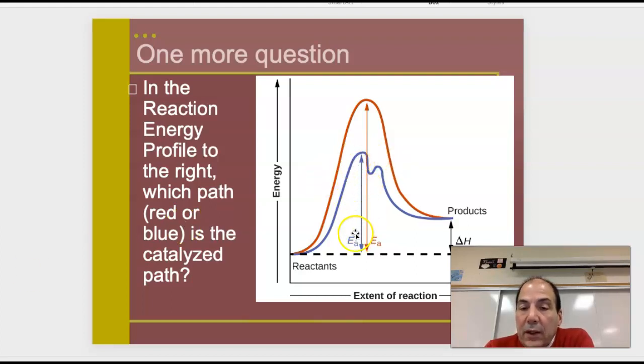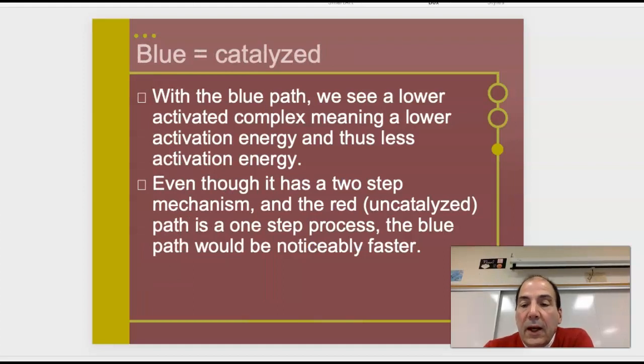We see that the blue path is much lower energy and is a 2-step process, where this is 1 step. Well, catalysts usually add a step. So obviously, the fact that it's lower in energy, it has the extra step. The blue path is catalyzed. The red is the slower, uncatalyzed version. All right, so there you have it.